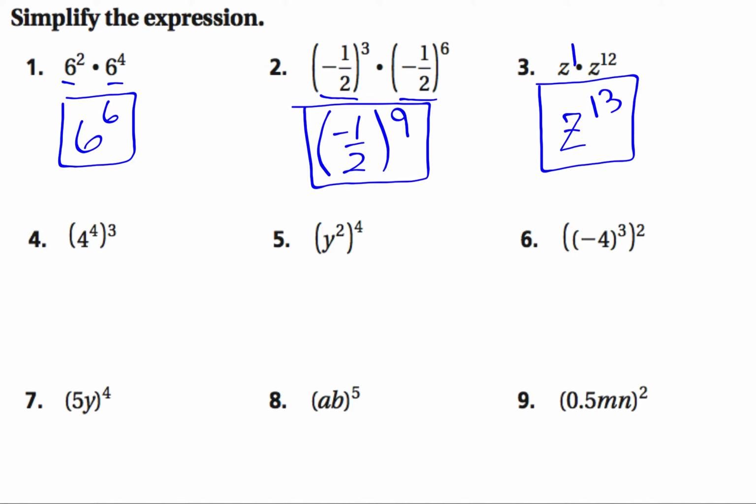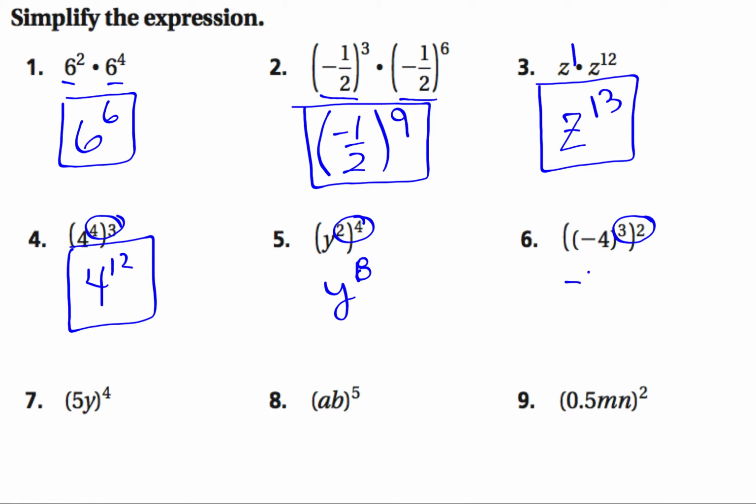4 to the 4th to the 3rd. Let's see, this is two exponents on a base. So you multiply the exponents together. 4 to the 12th. This is two exponents on one base. You multiply them together, you get y to the 8th. This one is two exponents on a base. So you get negative 4 raised to the 6th power. Now since this is an even exponent, it's also the same as if it was a positive base because it's going to give you a positive answer.